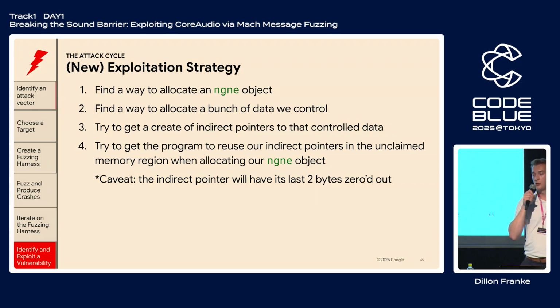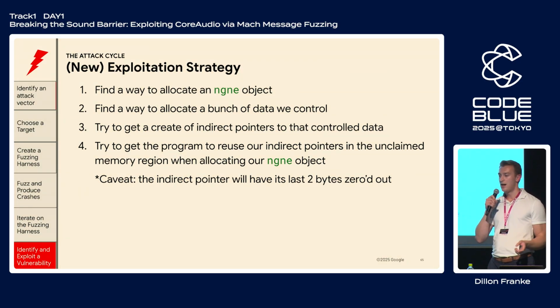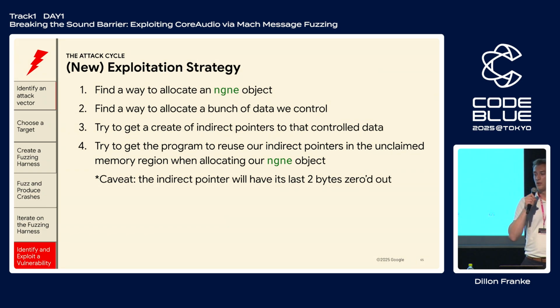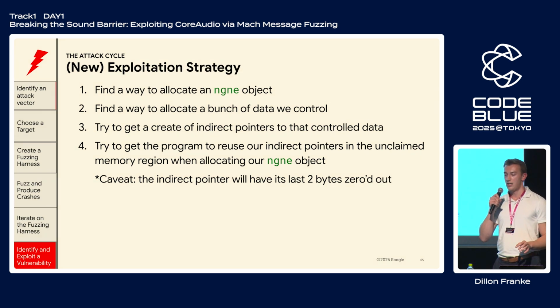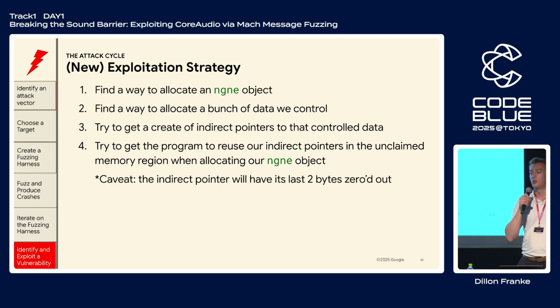So the new exploitation strategy here: first find a way to allocate an engine object, then find a way to allocate a bunch of data that we control, try to get an indirect pointer chain to that controlled data, and then try to get the program to reuse our indirect pointers in the unclaimed memory region when allocating this engine object. And the caveat is that the indirect pointer would have its last 2 bytes zeroed out.